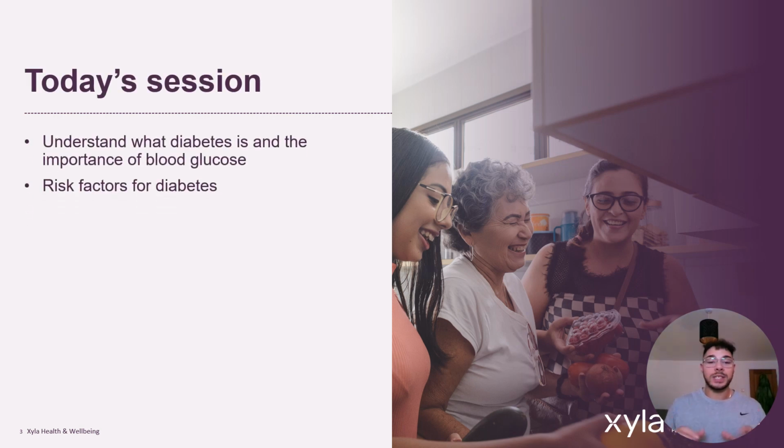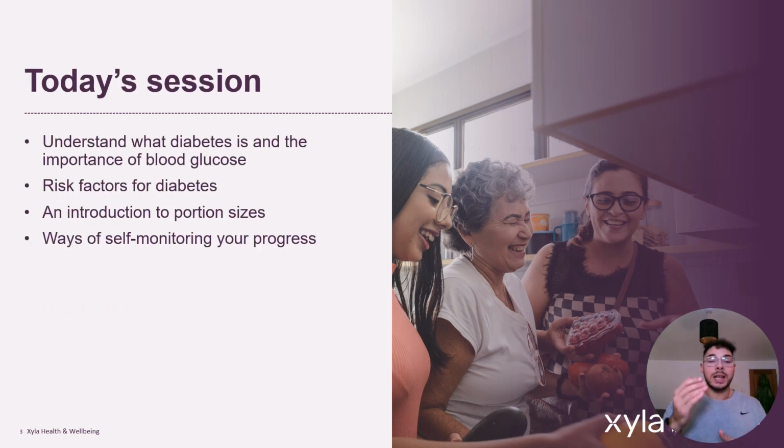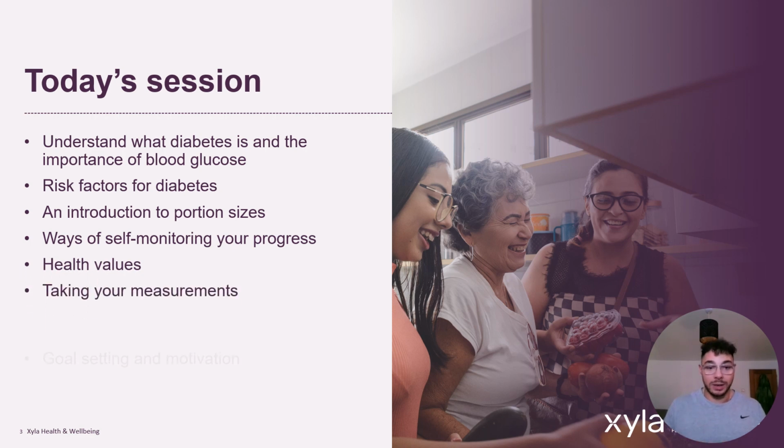At the start of every single session, I'll be displaying and listing out the topics we'll be discussing. So for today's agenda, we're understanding what diabetes is and the importance of blood glucose, risk factors for diabetes, an introduction to portion sizes, ways to self-monitor your progress, health values, taking your measurements, and at the end, goal setting and motivation. Hope you look forward to joining this course with me.